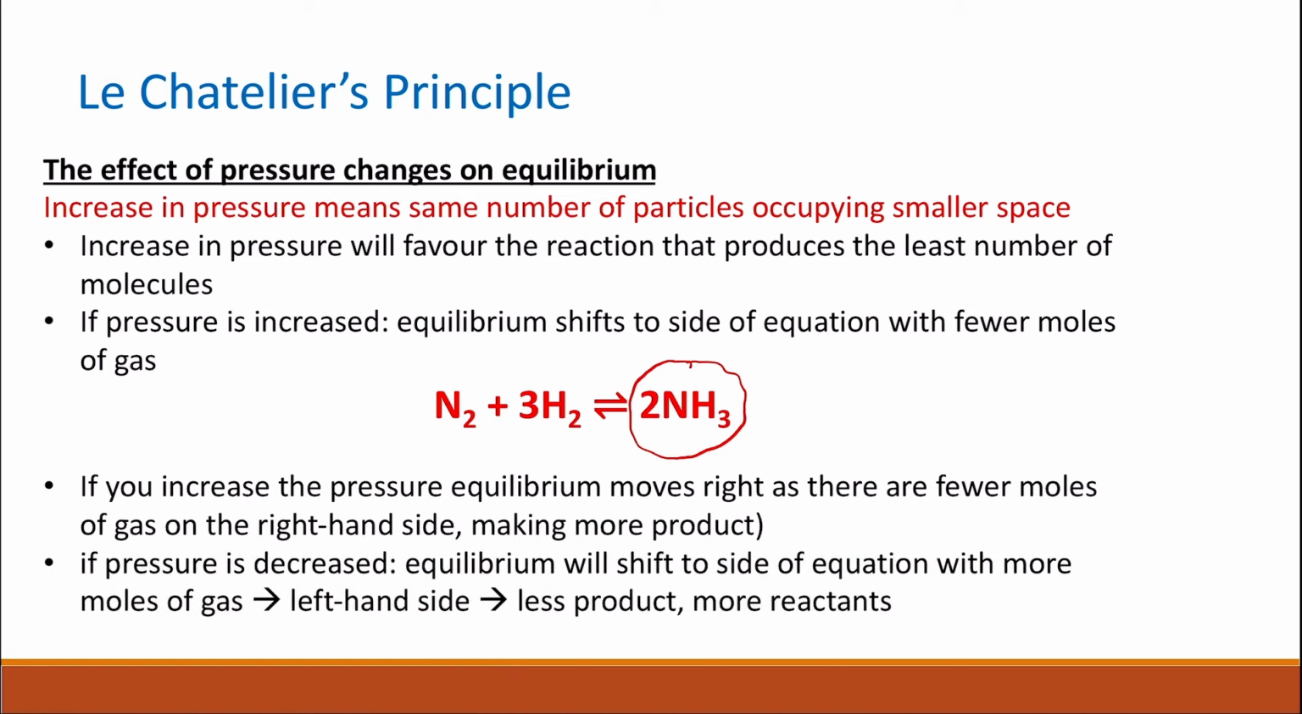And if the pressure is decreased, the equilibrium will be shifted to the side of the equation where more moles of gas are produced, meaning more of the reactants. So we're going to have less of the product and less yield.